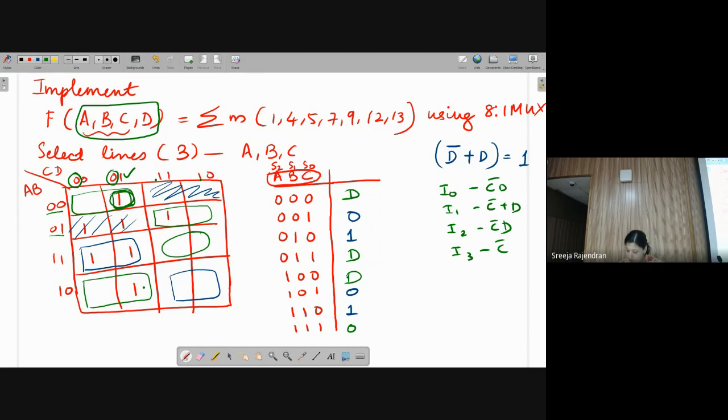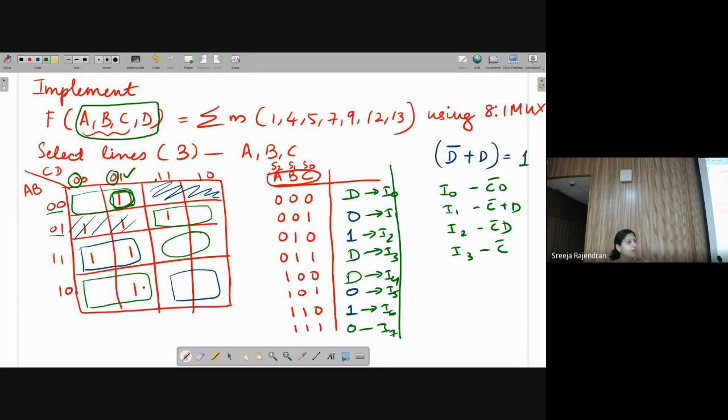Now here, the same thing when I implement using 8 to 1 mux. This is my I0, I1, I2, I3, I4, I5, I6, and I7. So this is a more simplified way of putting it because there are no gates.